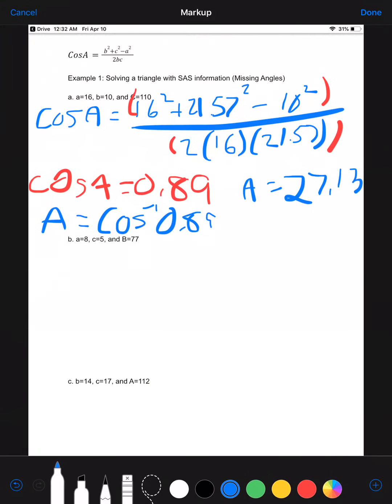Okay. And then we still have to find our other angles. So we're going to do 360 minus that angle we just solved for, and then minus the one they give us up here. Oh my goodness, I can't write my numbers today. So 360 minus 27.13 minus 110. Hit enter.